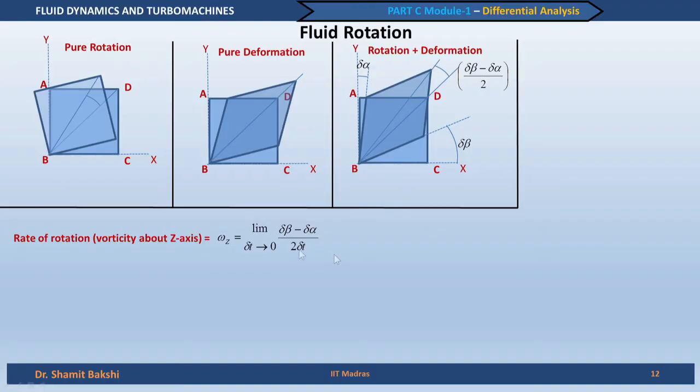Now, this expression can be obtained if we remember that we obtained the limit of delta beta by delta t as delta t tends to 0 as del v by del x, and the limit of delta alpha by delta t as del u by del y, and by summing them we got the deformation of a fluid element. Now, to find the rate of rotation, we can plug these limits into this expression.